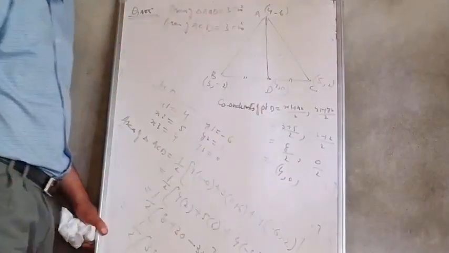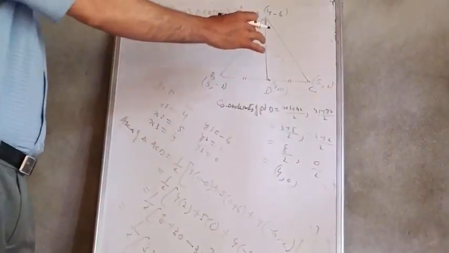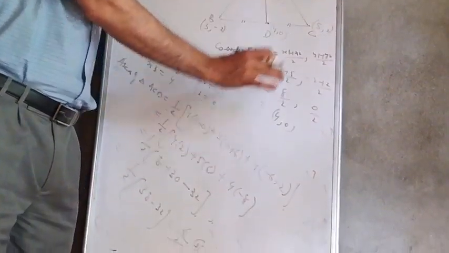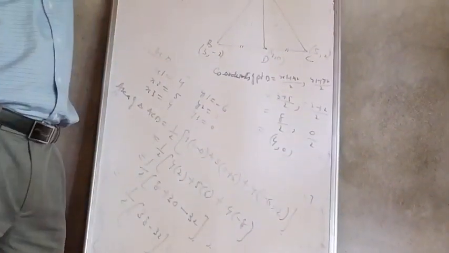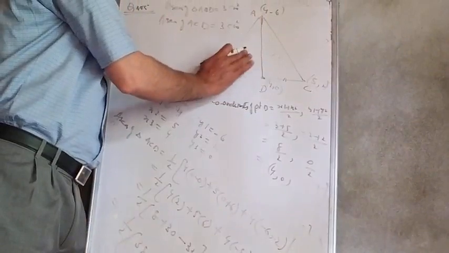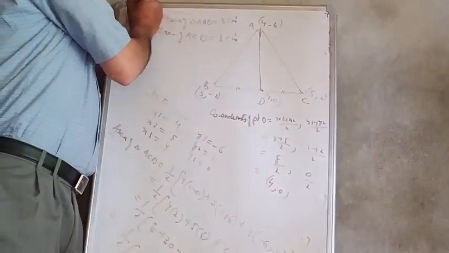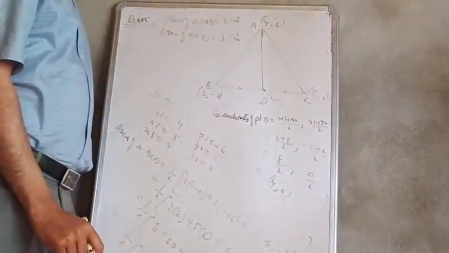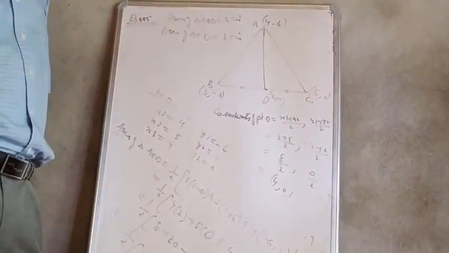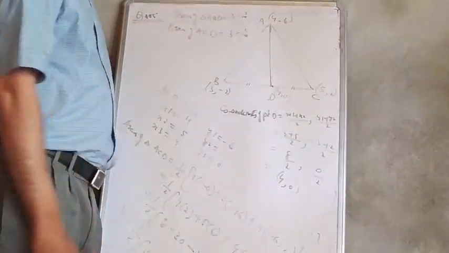So we have proved that the median divides a triangle into two triangles whose areas are equal. So that is all so far as coordinate geometry is concerned. We have completed this whole chapter.